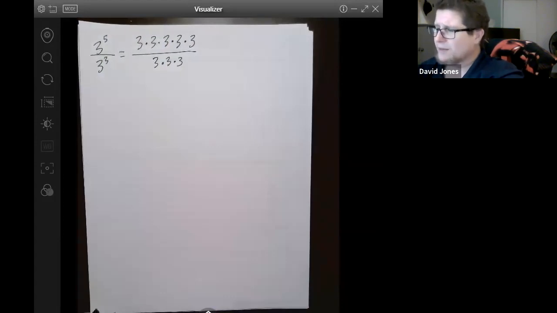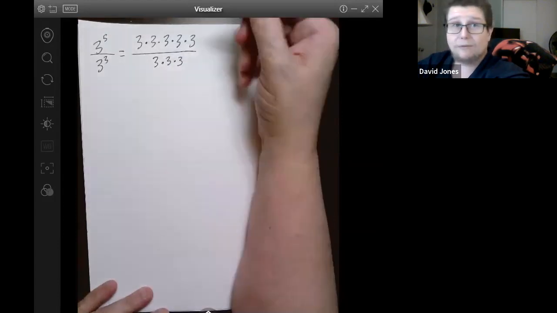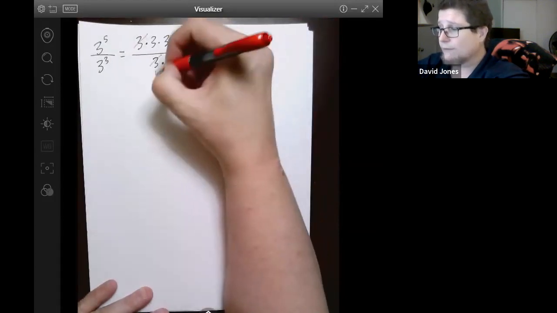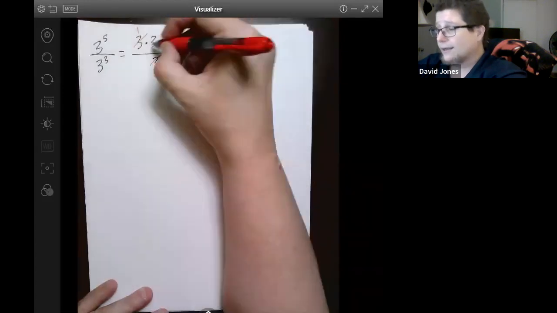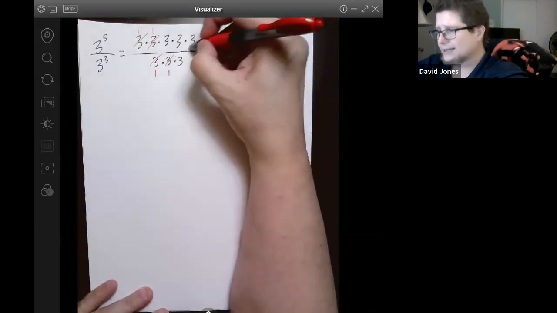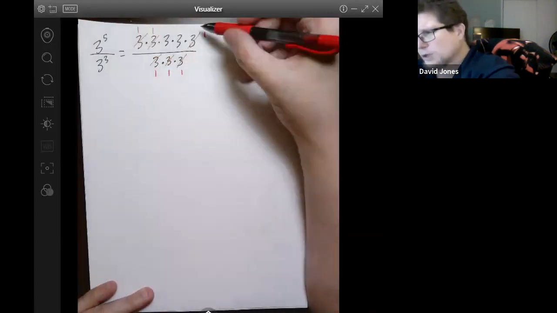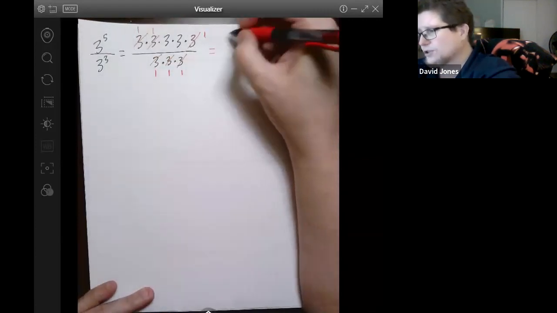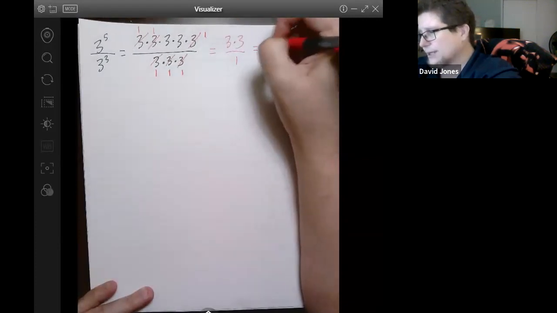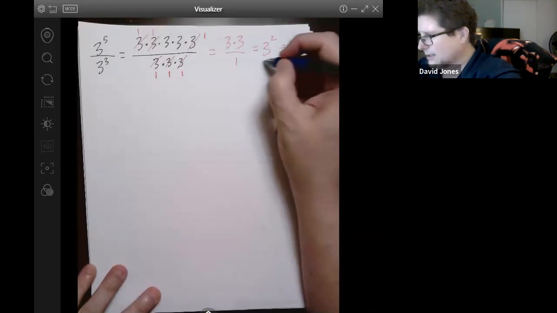And now, rather than actually dividing, since they're all multiplied, I can cancel out common numbers. So I can cancel that 3 with that 3. Remember, it leaves behind a 1. That 3 and that 3. And then I don't have to go from left to right. I could say that 3 and that 3. Anything multiplied by 1 is just the original number. So this ends up being 3 times 3 over 1, which is 3 squared, or 9.